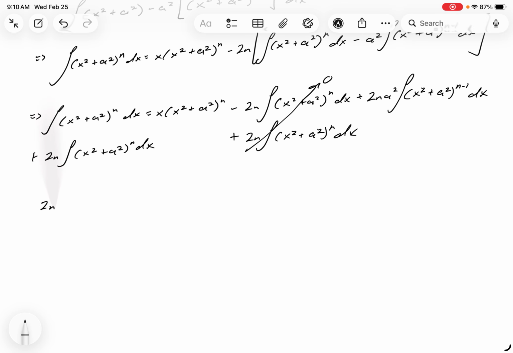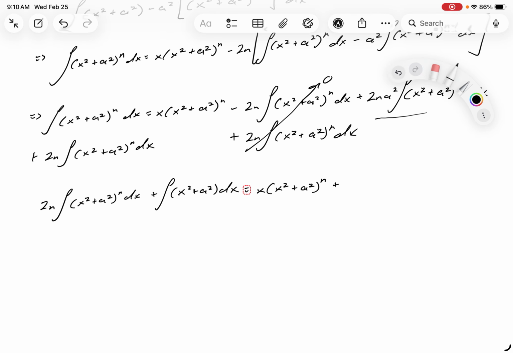So you got 2n multiplied by the integral of x squared plus a squared over n dx, added to this one right here, which is going to be x squared plus a squared dx, and that is going to be equal to, again, your x multiplied by x squared plus a squared n, added by what you have here, so that's 2 and a squared.